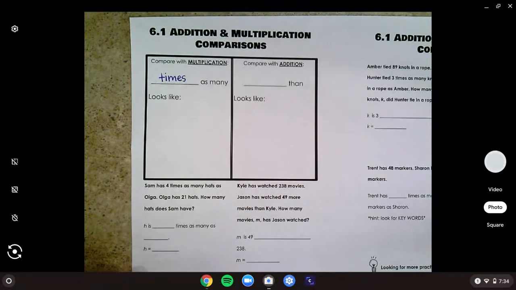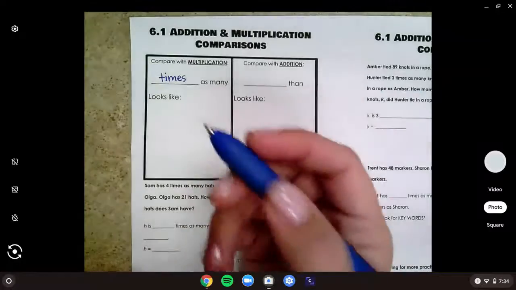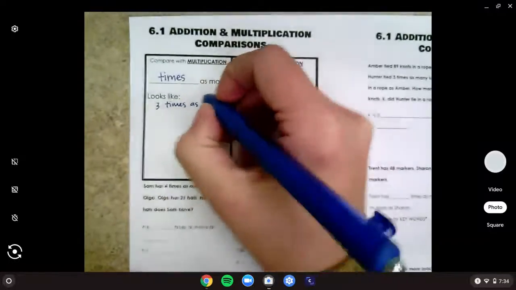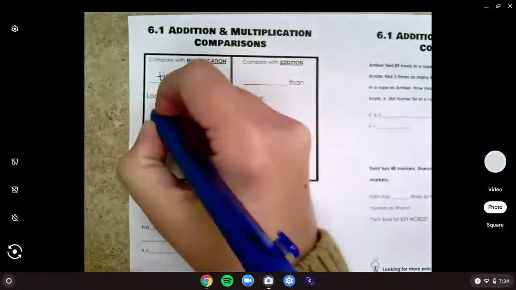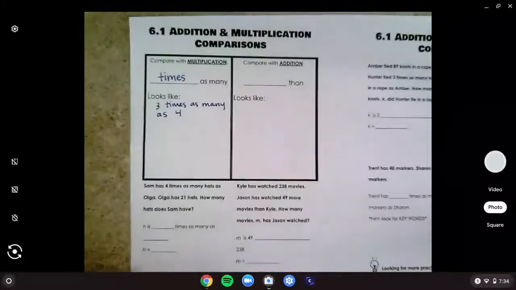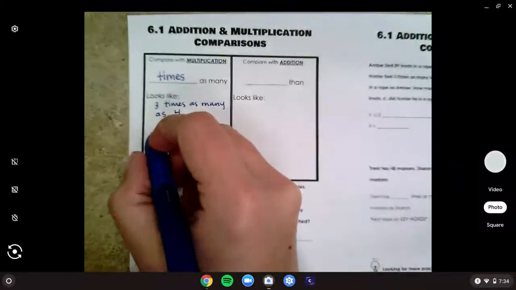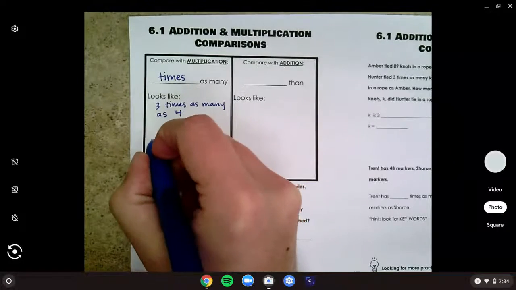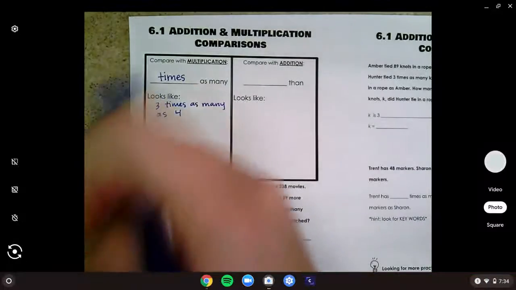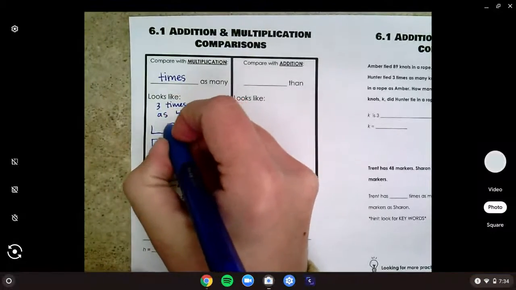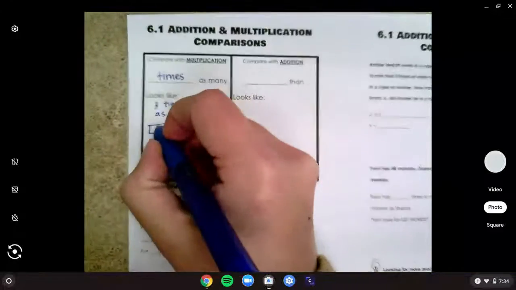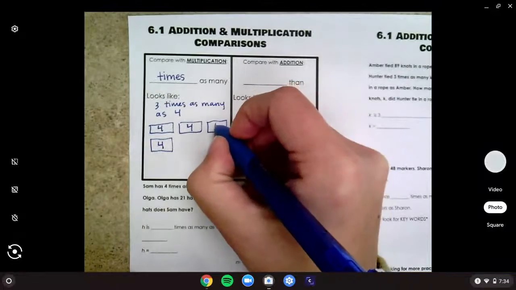Times as many. When we're doing multiplication, let's say that example, 3 times as many as 4. So we know that we're starting with a 4. And we know there's 3 times the 4. So we're going to have 3 times our 4.